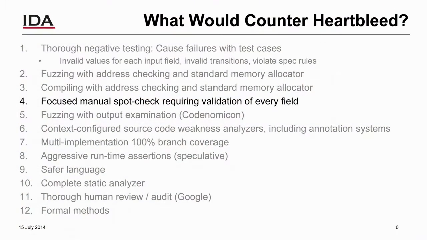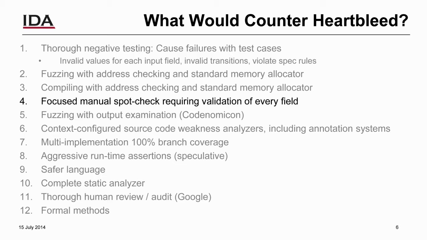So you could test with this fuzzing approach, sending it lots and lots of malformed data, and then look to see, did anything cause an access to memory that wasn't supposed to? I'm going to skip number 3. Number 4 is basically there are certain kinds of manual spot checking.